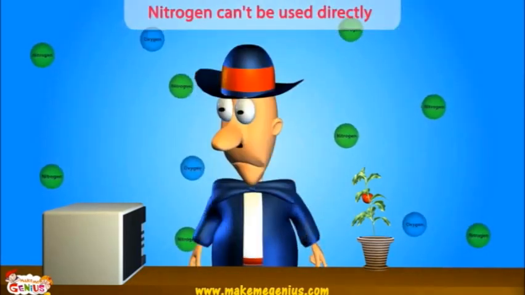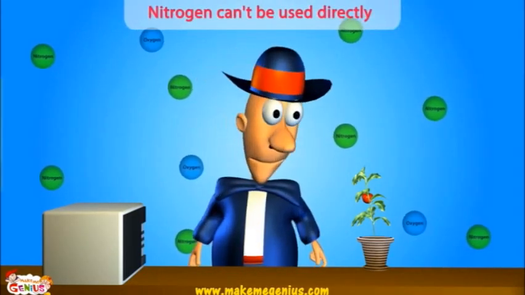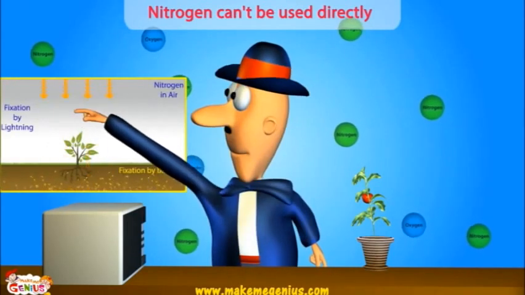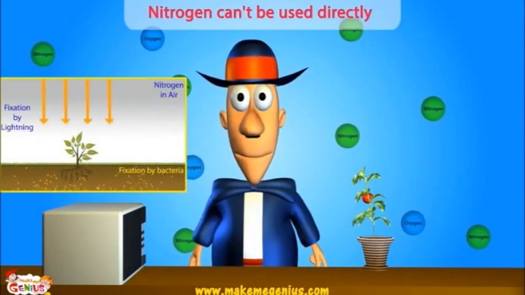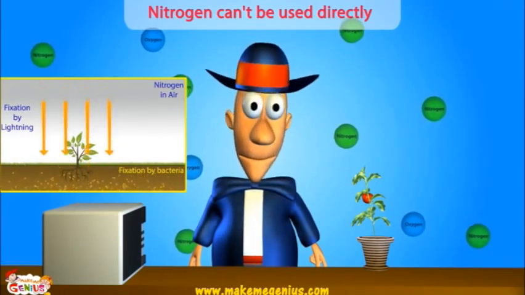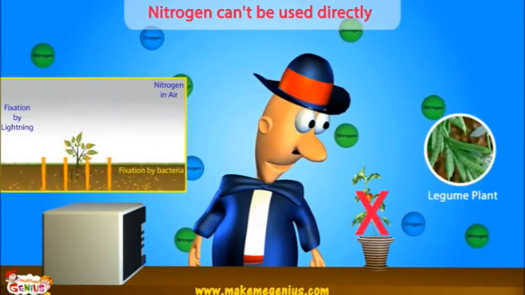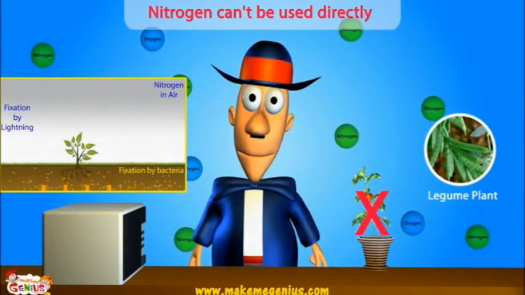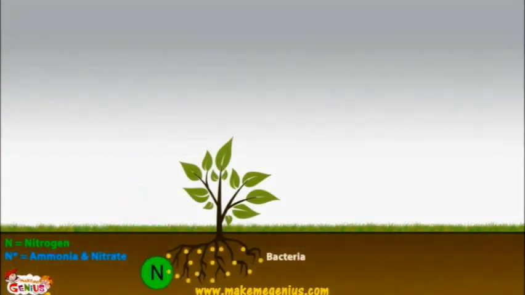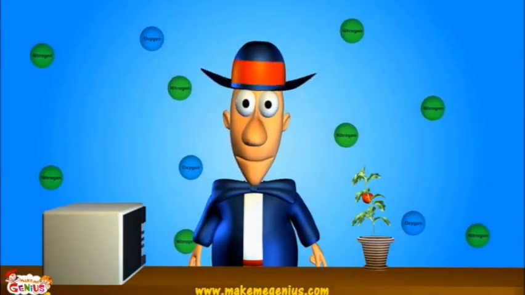Just like nitrogen, which must be fixed for the plants to use. Lightning and some bacteria that live in some plants can fix the nitrogen in air for us to use. This is called nitrogen fixation. Special plants, called legume plants, have this bacteria in their roots. For example, soybean plants help fix the nitrogen. The bacteria in soil turns nitrogen into ammonia and nitrates, which plants can then use to grow. Now you know how plants get their nitrogen.